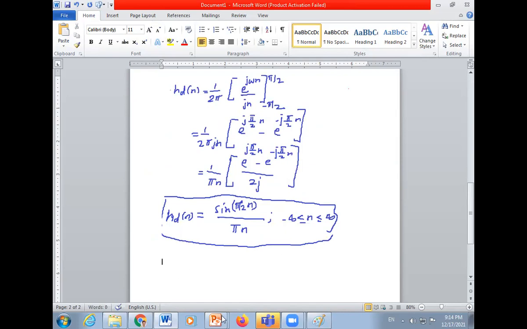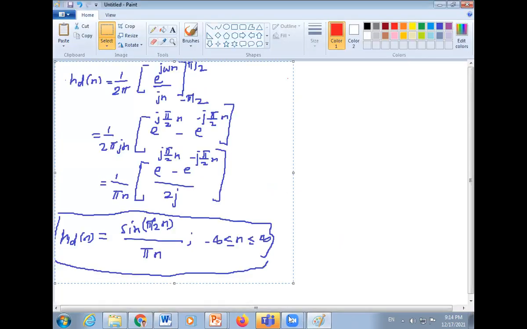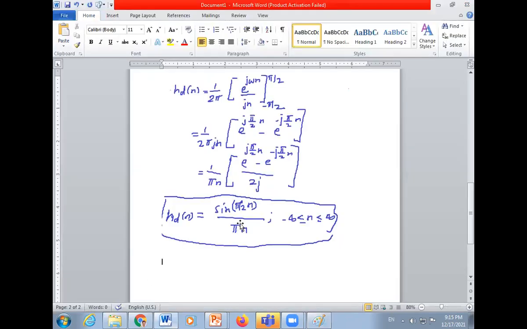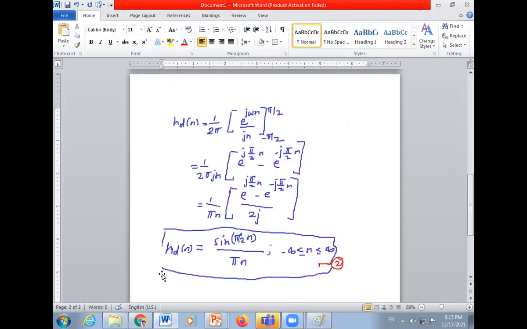Okay, so here we have calculated this function. Now let me call it equation 2. So this is our equation 2, we can call. Okay, so then here we can write it this way, equation 2. Now let us proceed to step 3.